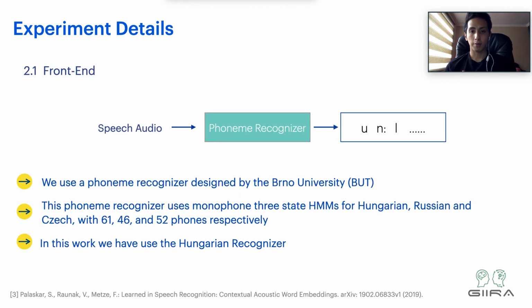So firstly, we have the front end. This part uses a phoneme recognizer to obtain the phoneme sequences of the speech audio. In our work, we have used a phoneme recognizer that was designed by Brno University, which has 3 types of recognizers for Hungarian, Russian, and Czech, with 61, 46, and 52 phones in each case. In this work, we have only used one type of recognizer, that is the Hungarian recognizer, which is the recognizer that has given us the best results in previous works.